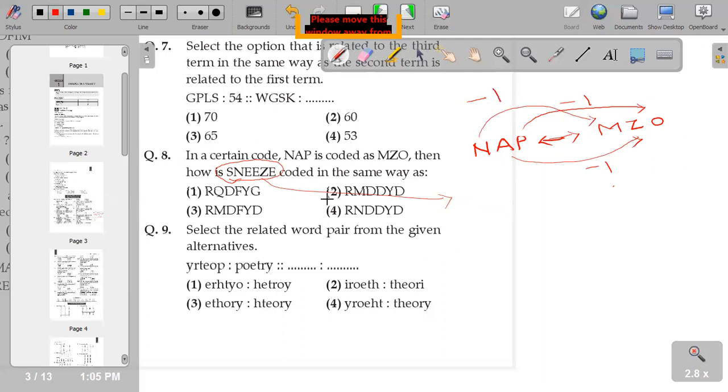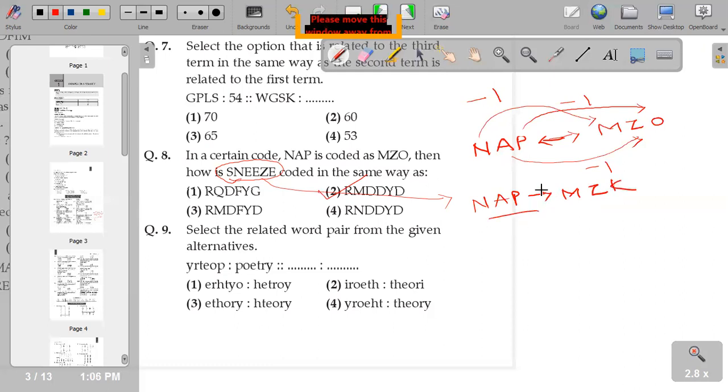So what is the logic? We only have to subtract 1. So S minus 1 is R, N minus 1 is M, E minus 1 is D, E minus 1 is D, Z minus 1 is Y. So it will be option B. Just subtract. The question could be like this. If I was the question setter, I would like to set the question like this.